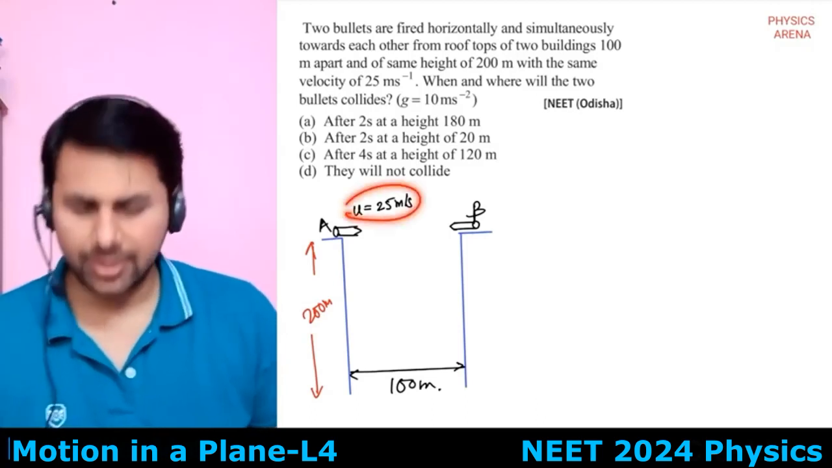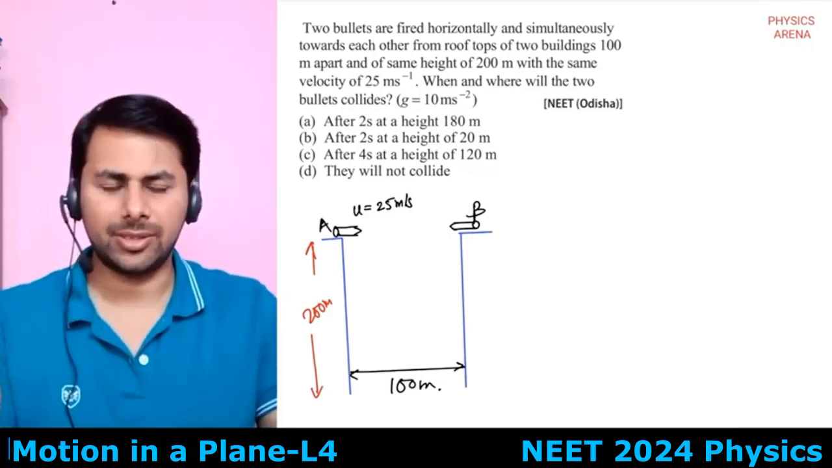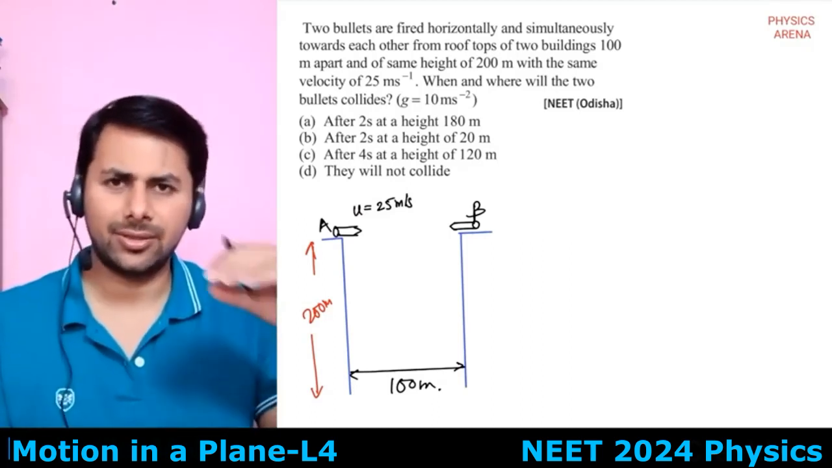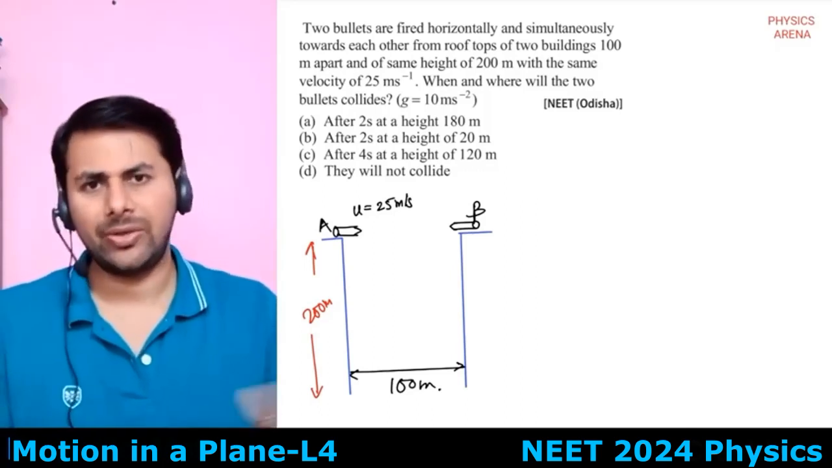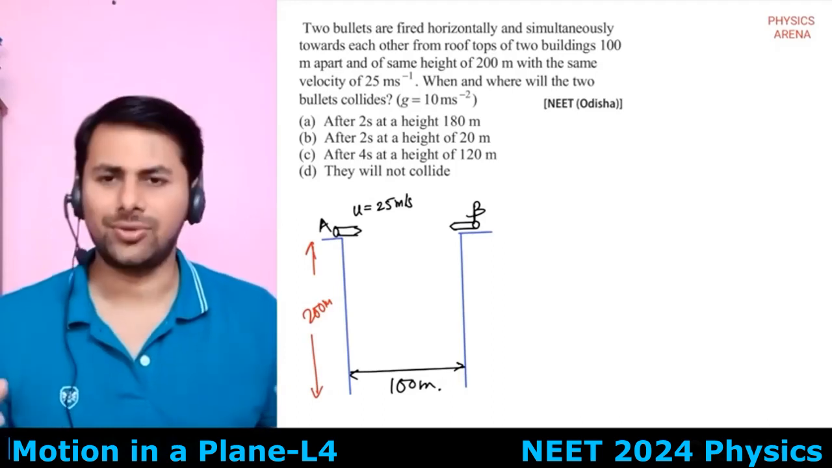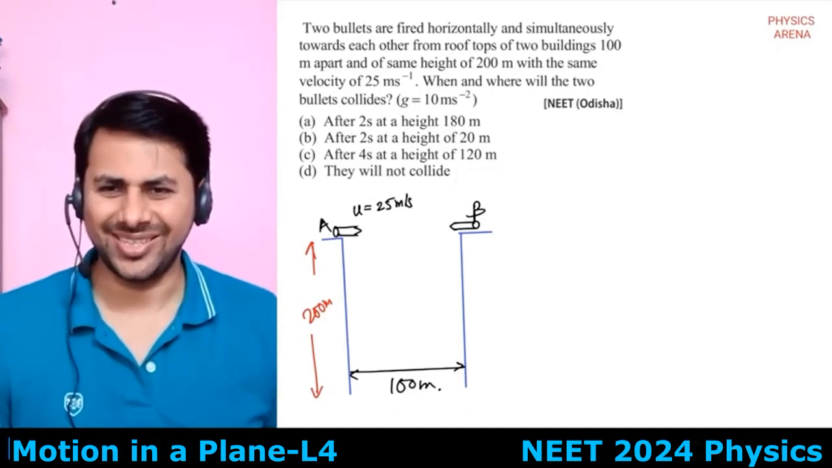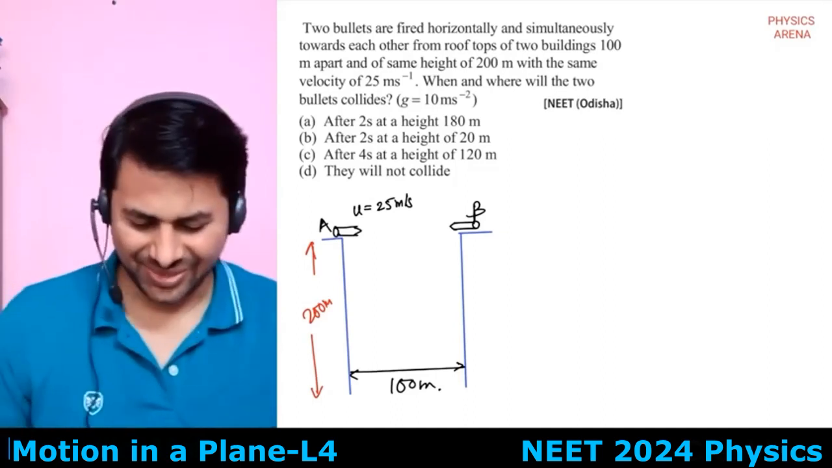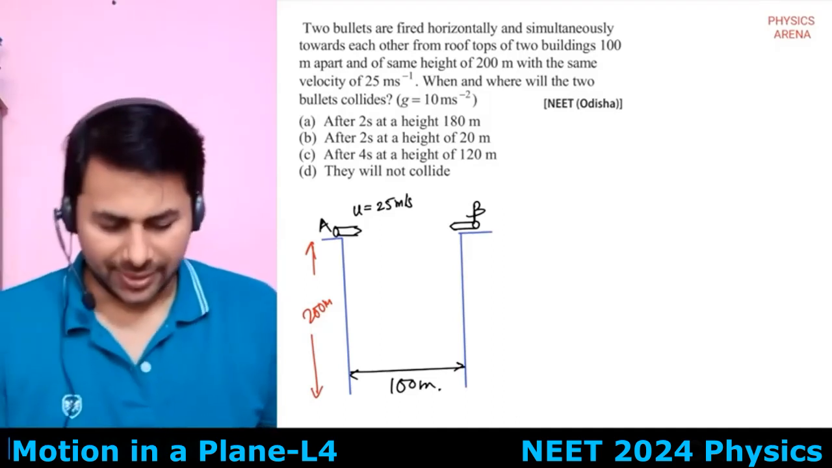You can think of it like this: if there was only one bullet and the distance is 100 meters, the second car is at the other place only. So 100 divided by 25. Oh, you said 4 seconds? No, no, no, it's not 4 seconds. It is 2 seconds. Right, 2 seconds. So they will collide in 2 seconds.